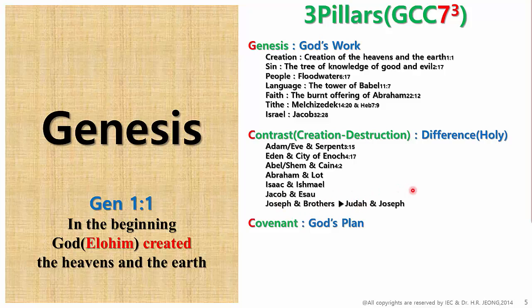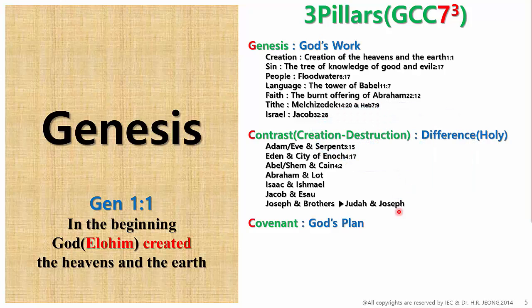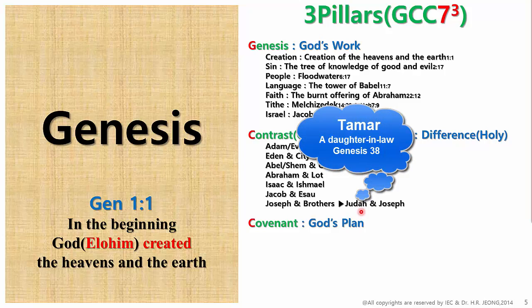Why? I'd like to say that it was because of Joseph's marriage to an Egyptian woman, who was the daughter of a priest of an Egyptian idol. We can't know for sure whether she became one of God's people after the marriage or not. On the contrary, Judah was chosen by the Lord, even though he was married to a foreign woman from Canaan. Why? Because he was restored through his daughter-in-law, Tamar.